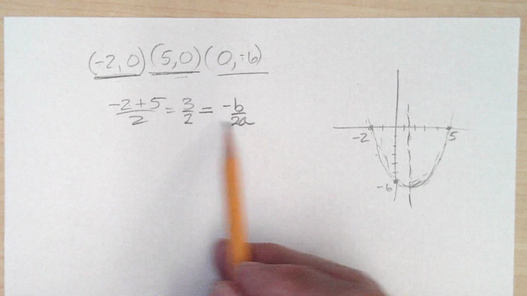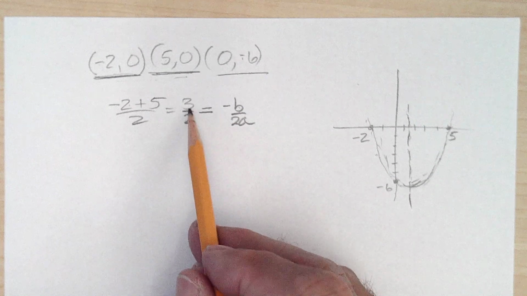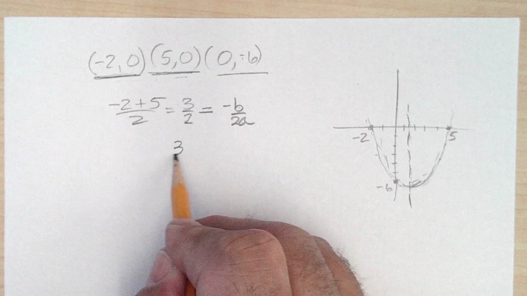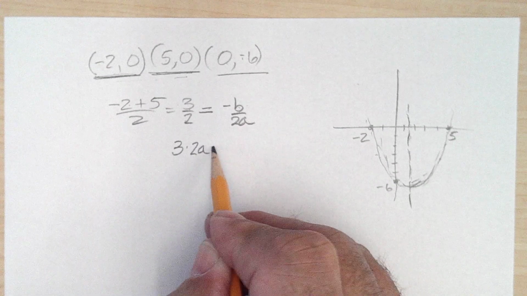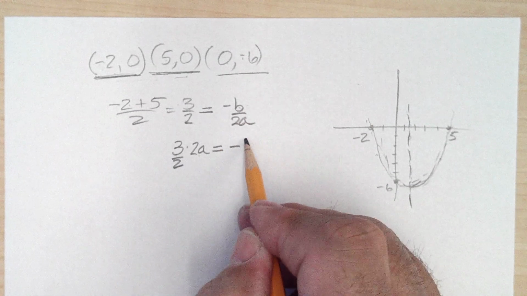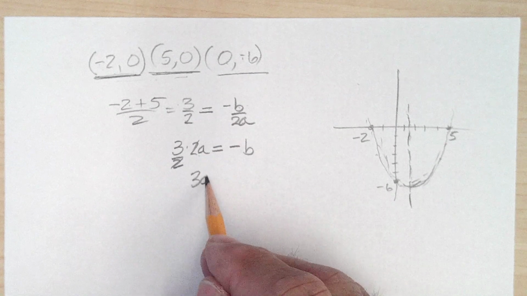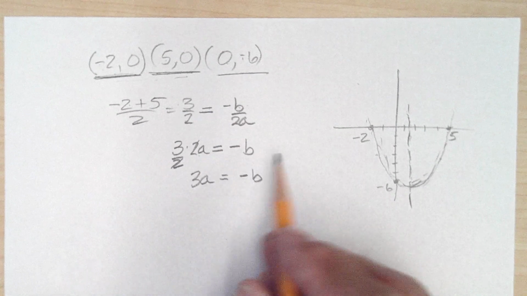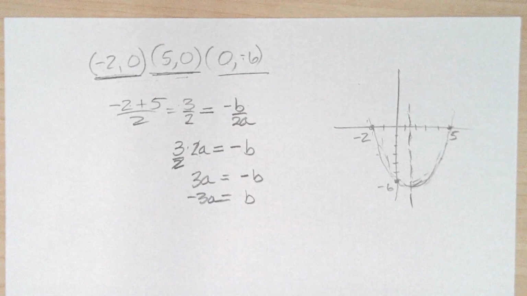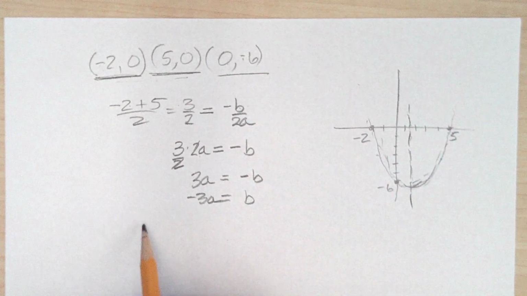And so I can multiply both sides by 2a, and I would get 3 over 2 times 2a equals minus b. And the 2's cancel, and I get 3a equals the opposite of b, or b equals negative 3a. So I know that, but these are a and b from this form.